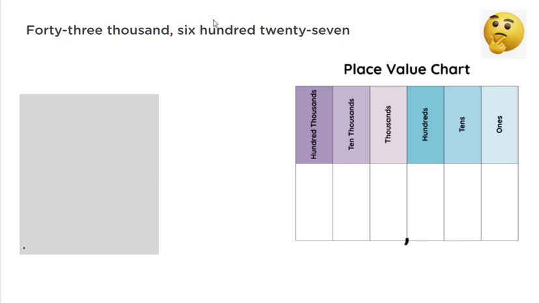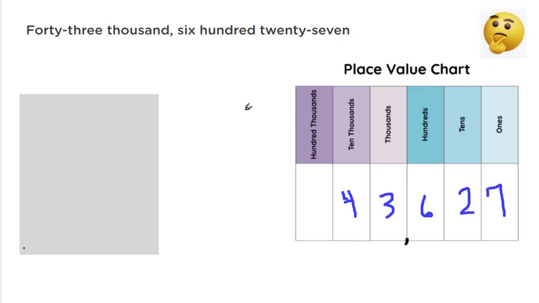So I'm going to go directly to my place value chart. I want to make sure I do it right. I'm going to write in 43,627. Now I have 5 digits. Every digit has a value individually.